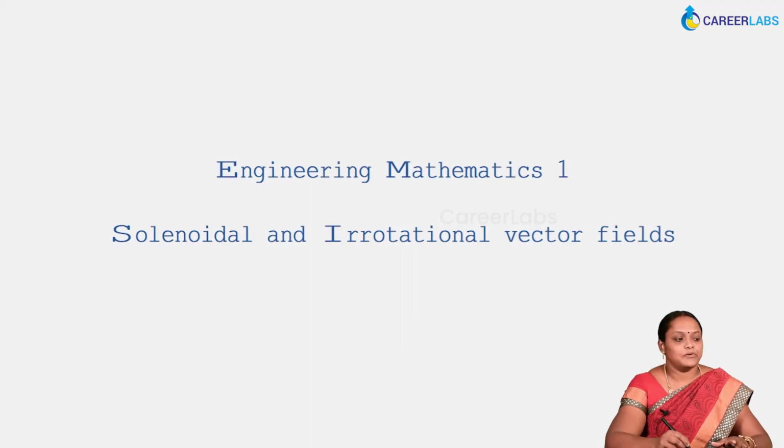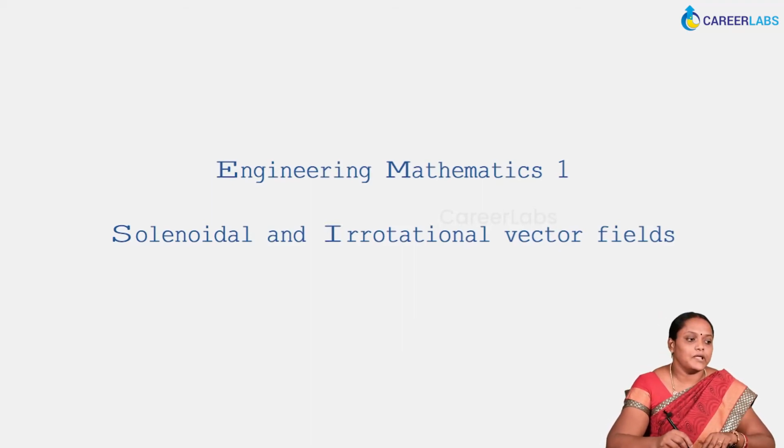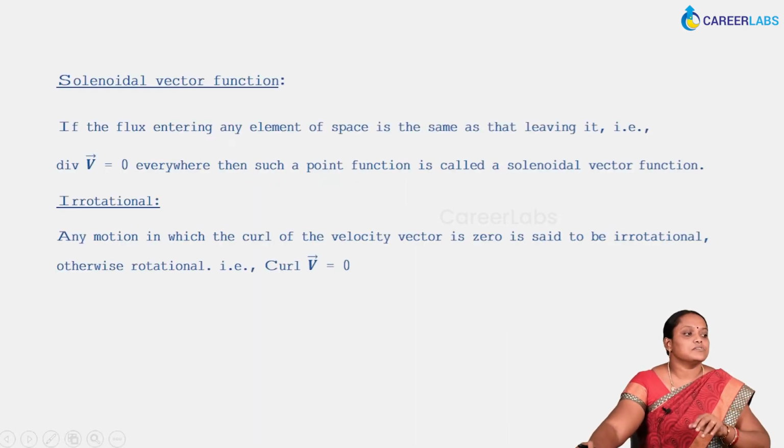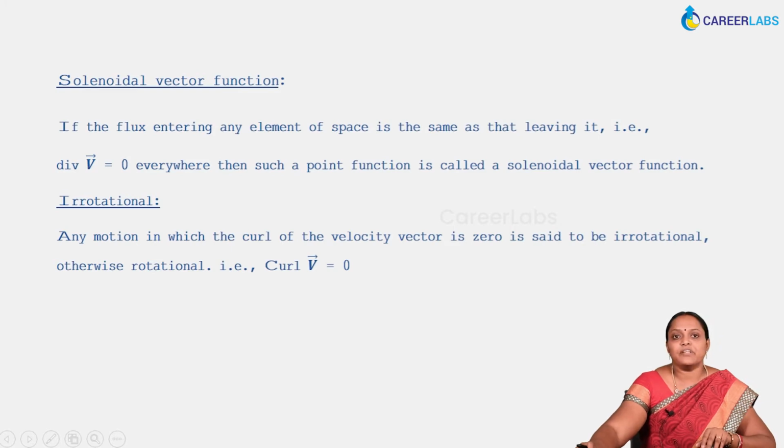Hello everyone, in this video we are going to learn about solenoidal and irrotational vector fields. First we will define what a solenoidal vector field is, and then the irrotational vector field. A solenoidal vector function is one where the flux entering any element of space is the same as that leaving, that is, divergence of v vector equals 0 everywhere. Such a point function is called a solenoidal vector function.